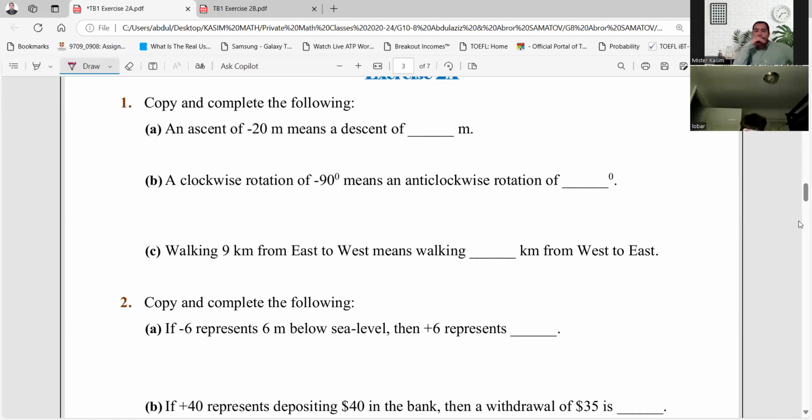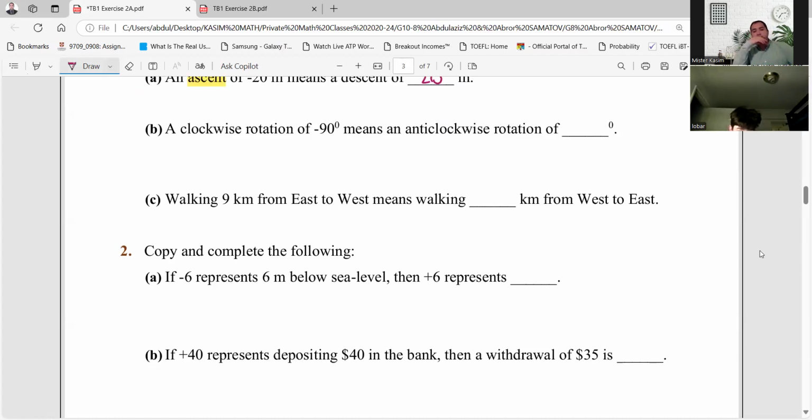An ascent of negative 20 meters means a descent of 20 meters. You know, if something is going down or decreasing, or if I say that something is increasing by a negative number, that means it's decreasing, the same thing. Okay, B.